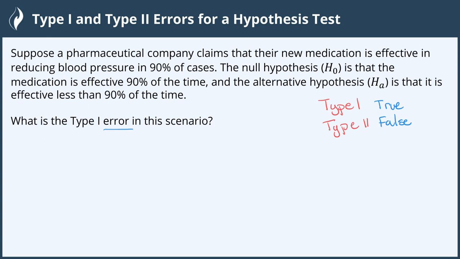So type 1 errors are if the null hypothesis is true, but we reject it. Type 2 errors are that the null hypothesis is false and we fail to reject.